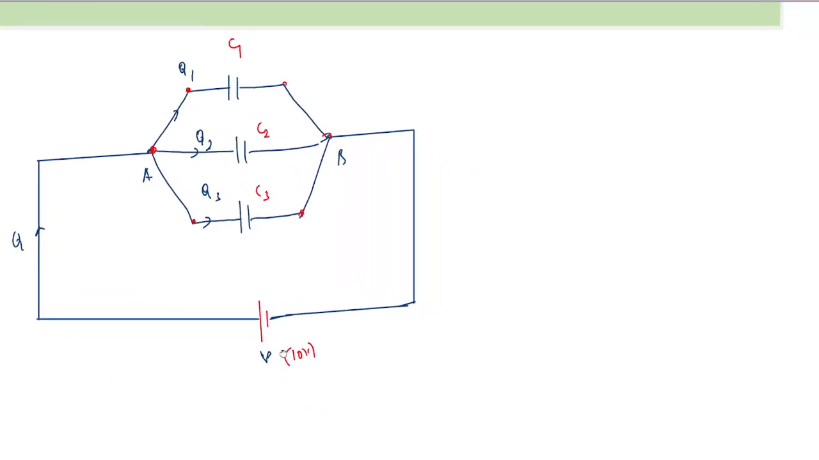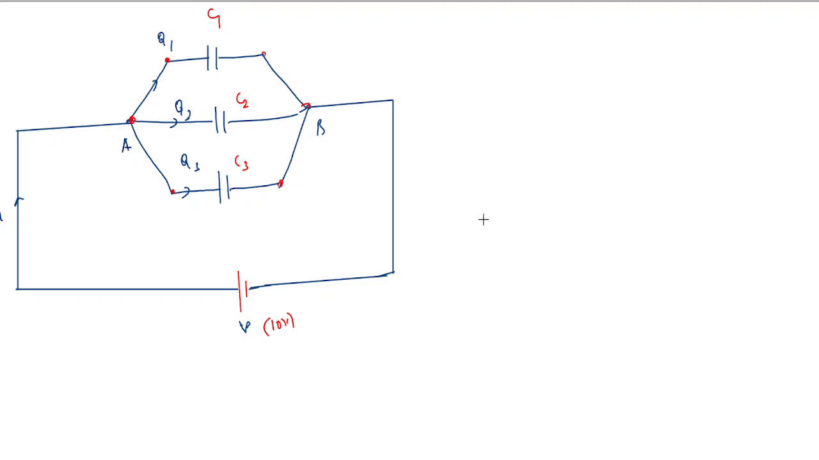Now we need to find its equivalent capacitance, which means we need to replace this combination by a single capacitor. It's the same battery only, again a battery which offers a voltage drop of 10 volt, and then we connect a capacitor which we call C suffix P, which means it is the equivalent capacitance for the parallel combination.